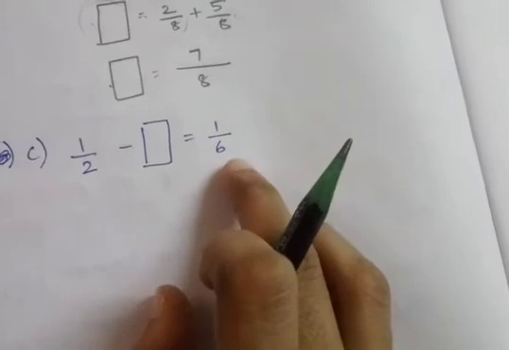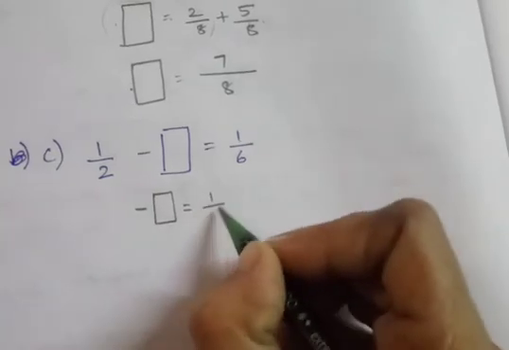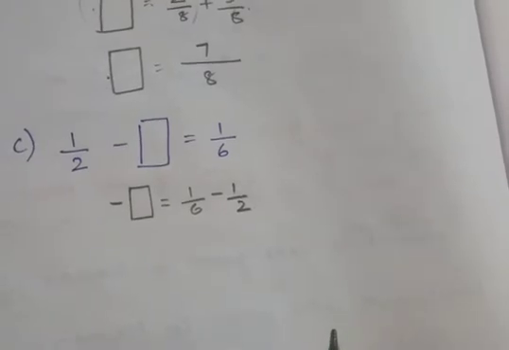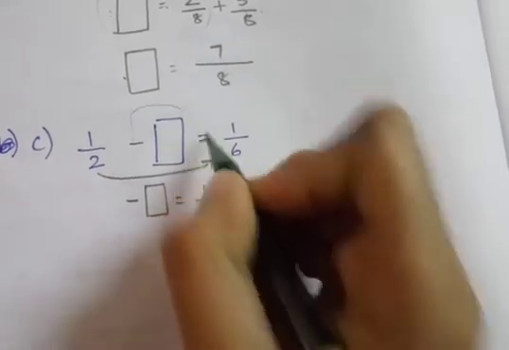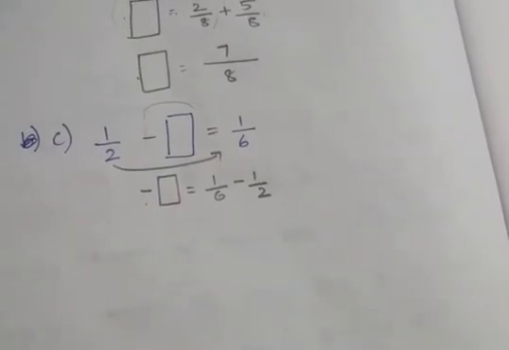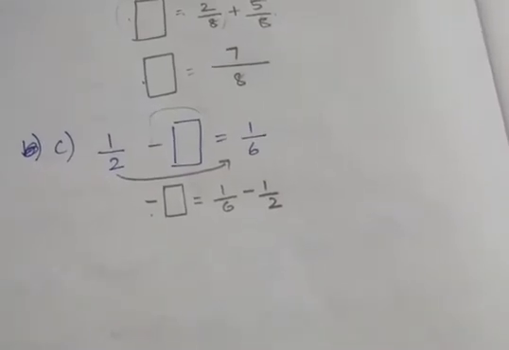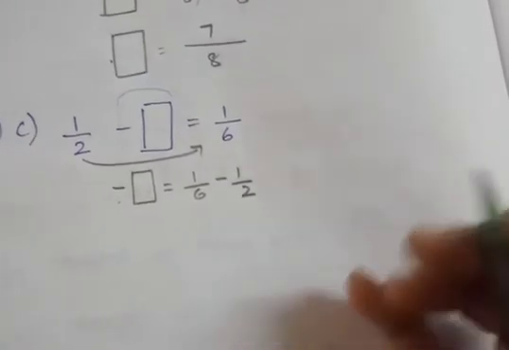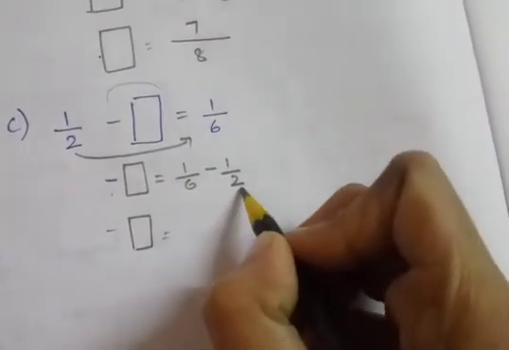So if I bring this 1 by 2 to the other side, what will it become? Minus box is equal to 1 by 6 minus 1 by 2. It will look like this, because I am shifting only 1 by 2 to the other side, since I want only this box. What is the sign of the box? Minus. Yes. If a symbol is given in front of a number, that is the symbol for that particular number. So minus box is equal to 1 by 6 minus 1 by 2. Now what will we do? Are the denominators the same?